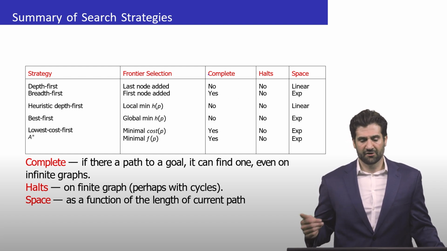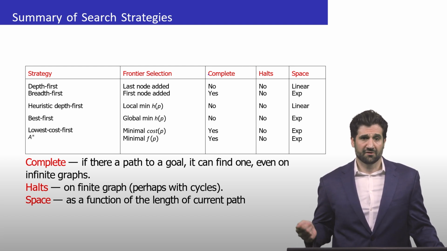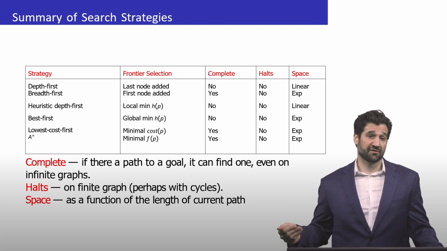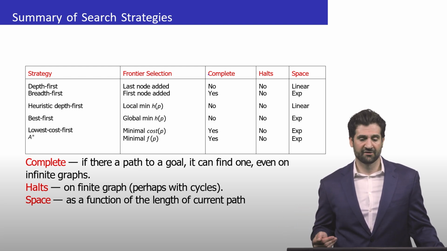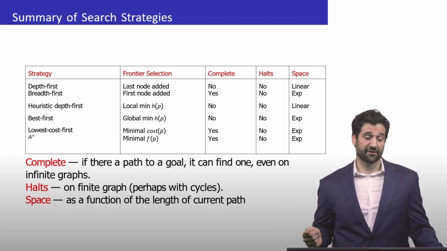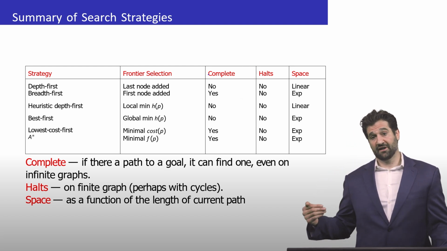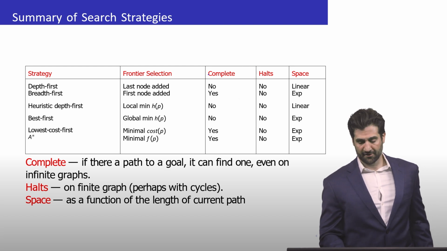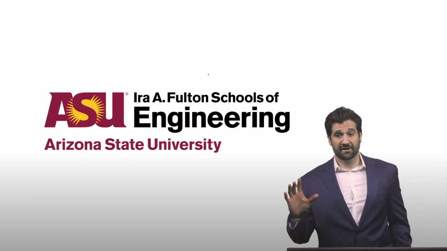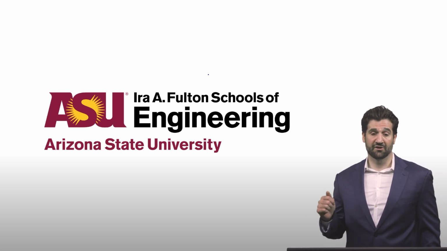But when you're looking at A star, it's not guaranteed to halt unless you're doing some additional stuff to prune cycles and redundant paths. It is complete, however, especially for finding the lowest cost path, and this is under the assumption that your heuristic is indeed a lower bound. But again, space can be a problem here. So that's it for now on A-star search. Stay tuned as we continue the discussion.